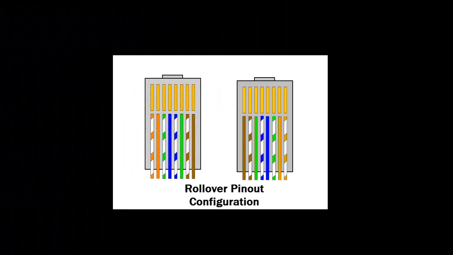Let's now look at a rollover pinout configuration. If you look at the pinout configuration on a rollover cable, it is quite obvious how this cable got its name. As you can see, pins 1 through 8 are completely opposite, or rolled over, from one end of the cable to the other.